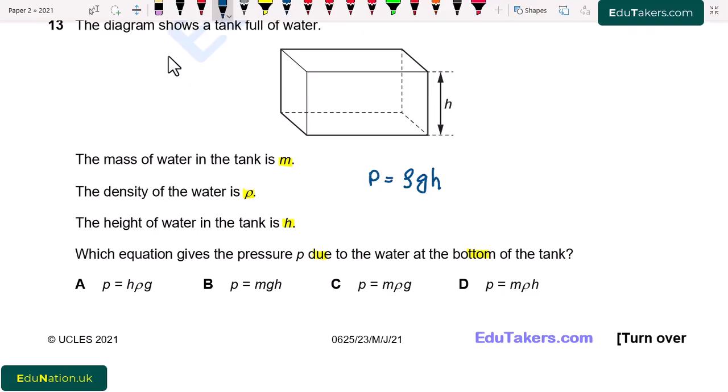We see the options. A is P equals h, rho, and g. So here option A is correct. B is P equals mgh. This is actually the potential energy. It is incorrect. C, P equals m rho g, is also incorrect. And D, P equals m rho h, is also incorrect. So here only option A is correct.